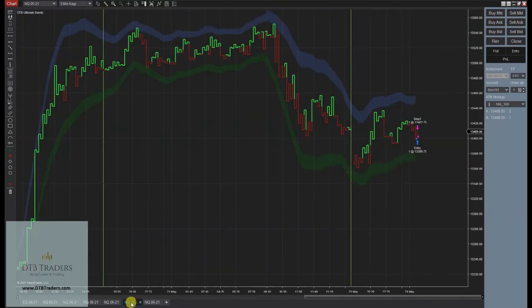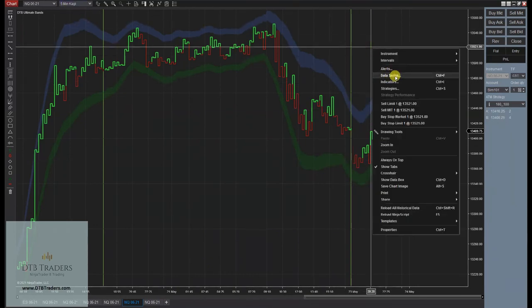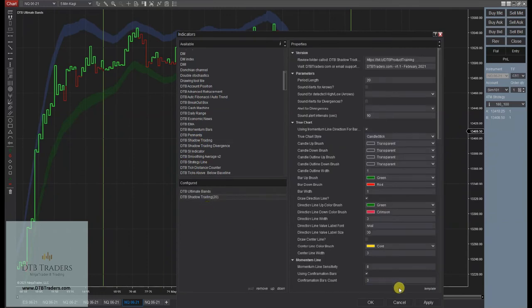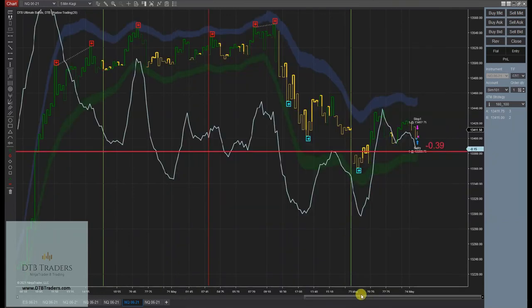So that's that one. I've even got it on a 5-minute chart like this, KG chart. Let me just see if I apply the indicator. I've never applied the shadow trading to this specific chart. So this is definitely a first I'm going to be doing over here.